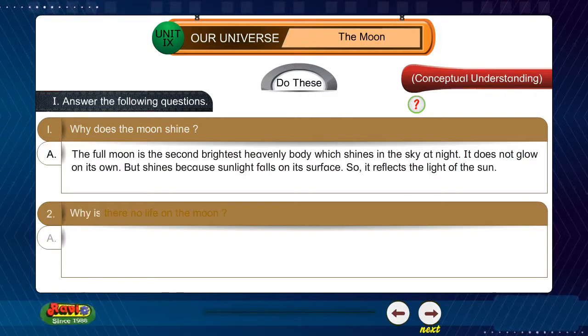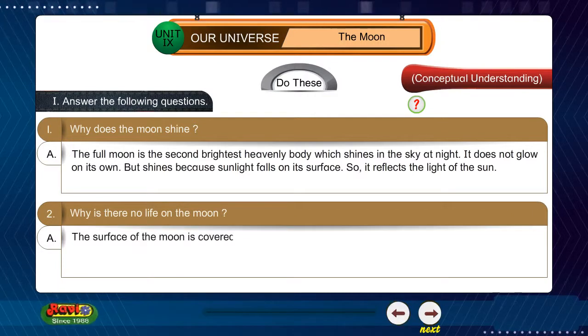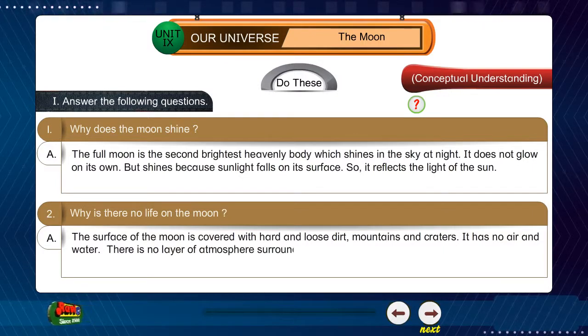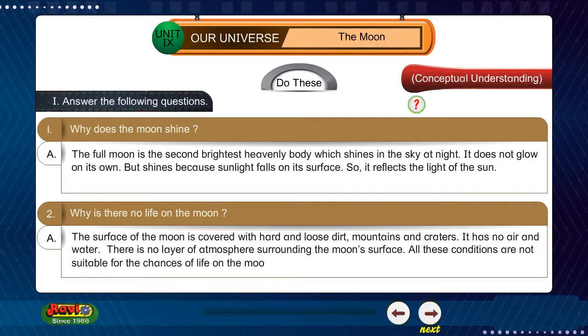2. Why is there no life on the Moon? Answer. The surface of the Moon is covered with hard and loose dirt, mountains, and craters. It has no air and water. There is no layer of atmosphere surrounding the Moon's surface. All these conditions are not suitable for the chances of life on the Moon. Thus, there is no life on Moon.